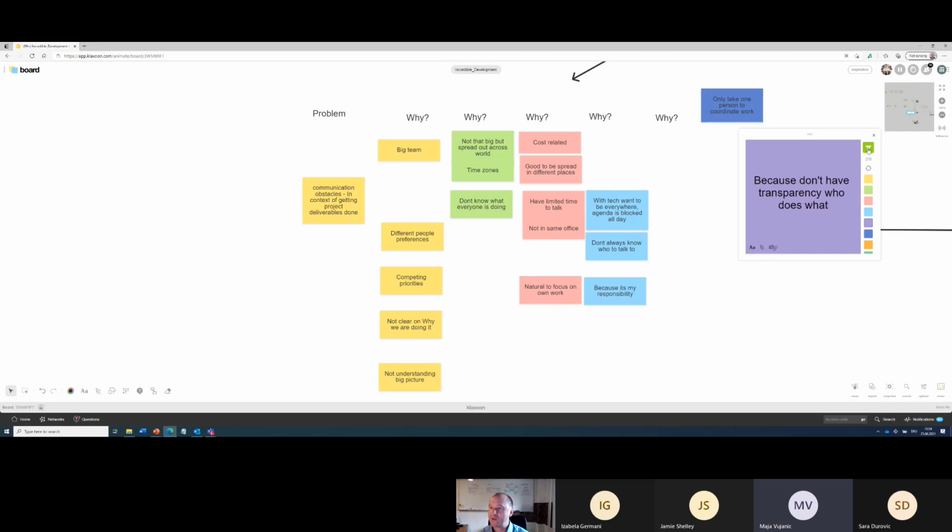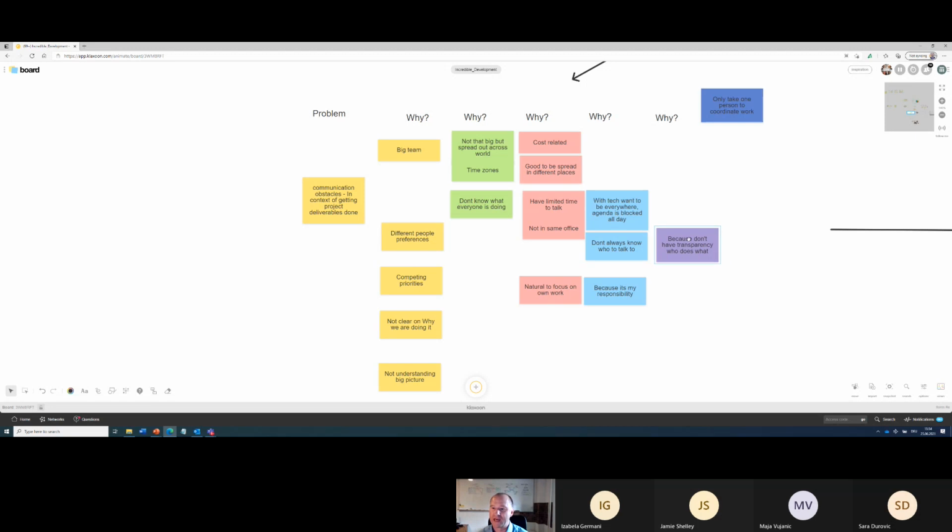Very good. Now you're really getting to the end of that thread, right? If you start asking questions on, okay, why don't we have transparency? You're kind of then starting to go back in a loop to the second why here, "don't know what everyone's doing." So you know that you've reached one of the bottom root causes. See how that works? We started with big team and we've worked our way pretty much to the bottom of that root cause. Can't go much further with that one. See how the idea works?